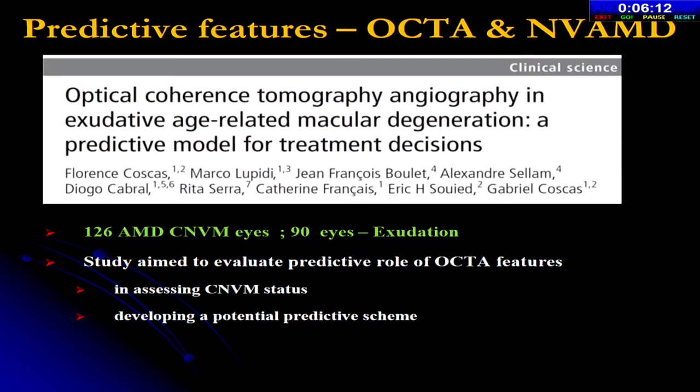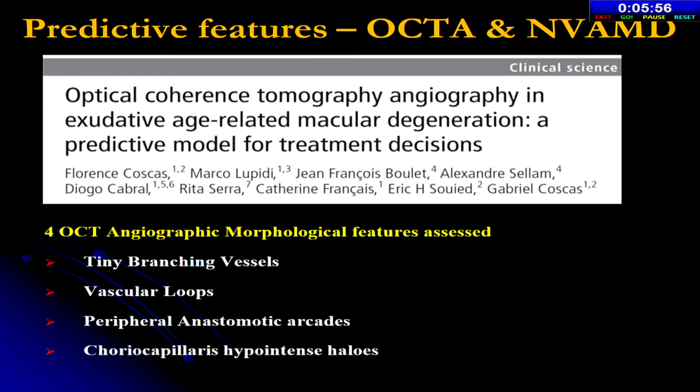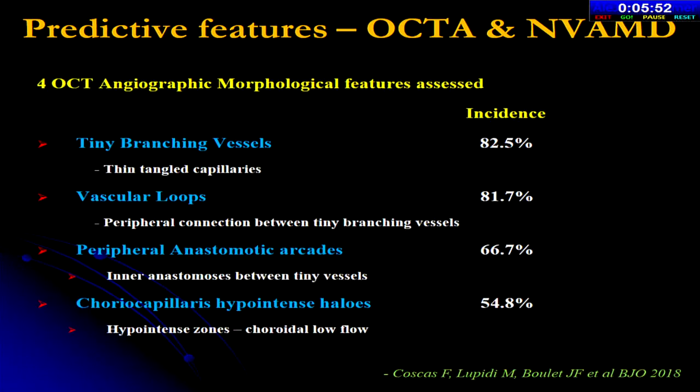Now, these findings were based on a premier erstwhile article by Koskas et al., who looked at this initially, and they looked at a large number of patients, 126 AMD CNVM eyes. And they used Spectralis Heidelberg for the structural OCT and OCTA of the Topcon, and they detect these 4 OCT angiographic morphological features initially.